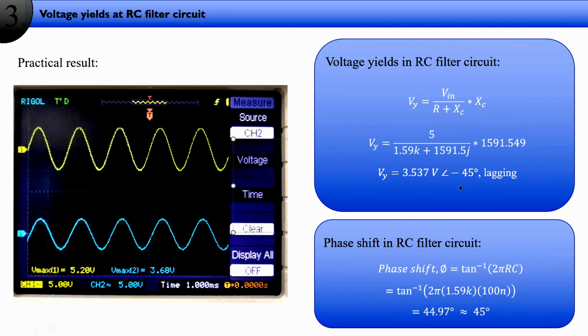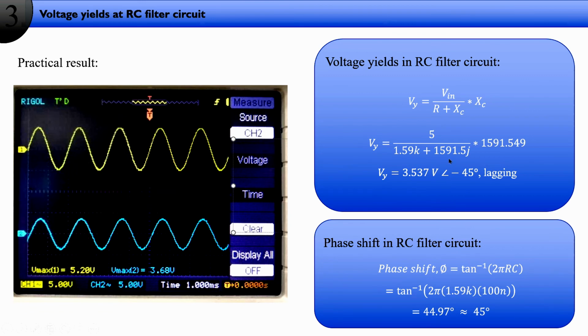Why is it lagging at 45 degrees? It's because there is a phase shift inside this RC filter circuit. Why is there a phase shift inside the RC filter circuit? Because it contains a capacitor. So this capacitor is actually lagging the voltage by 45 degrees inside the circuit. Make sense?